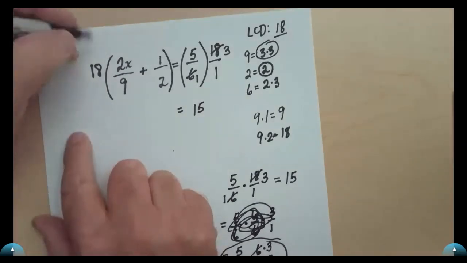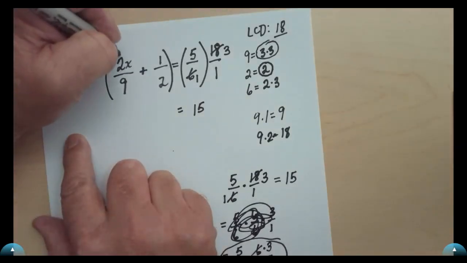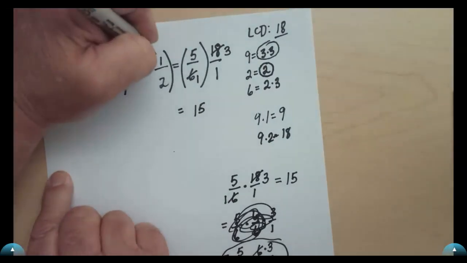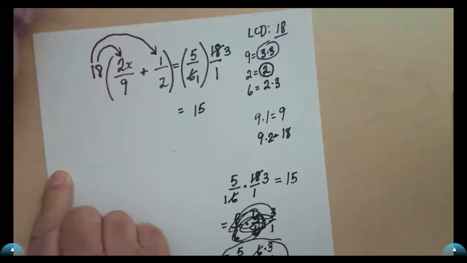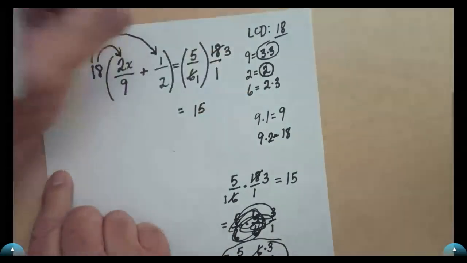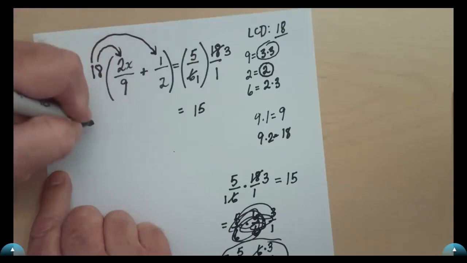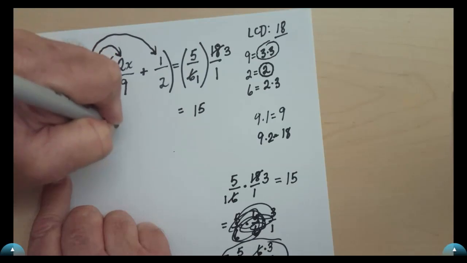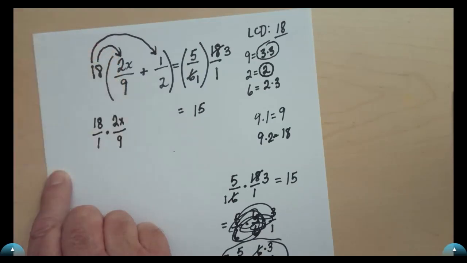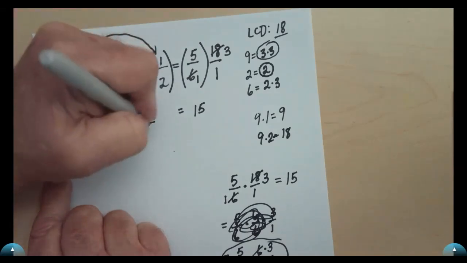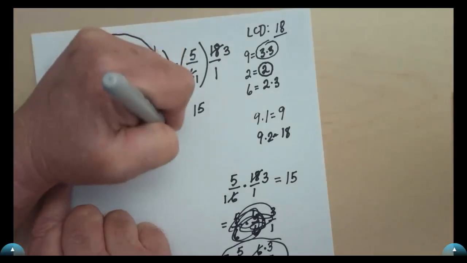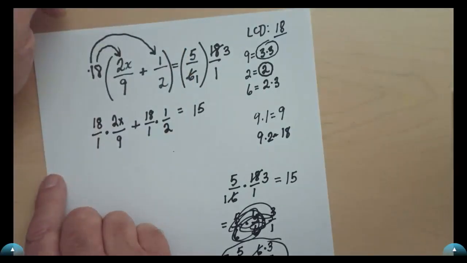But with that said, here's what I'm going to do. Remember, we are distributing. So we've got to multiply 18 times 2x over 9. Then we also have to multiply 18 times positive 1/2, right? What I'm going to do this time is literally write that out longhand. I'm going to write 18 over 1 times 2x over 9 plus 18 over 1 times 1 over 2. So that's what we're actually doing, right?